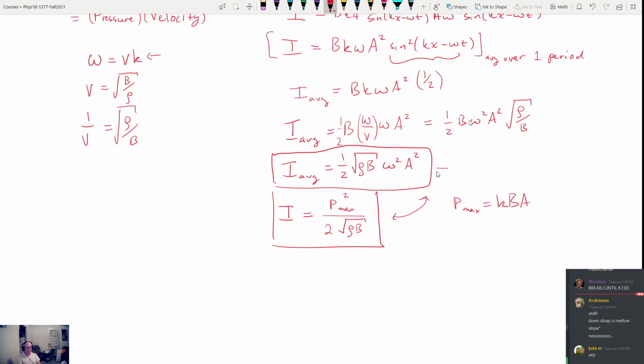Both of these contain something that's kind of hidden, right? Maximum pressure is the maximum pressure fluctuations that occur within the air. This is very hard to know. And then the amplitude A is also very hard to know. I think quite often that's going to have to be given to you in a problem. The rest of the quantities are pretty easy to look up, though. The frequency is something you're going to know. Density and bulk modulus can also be looked up.